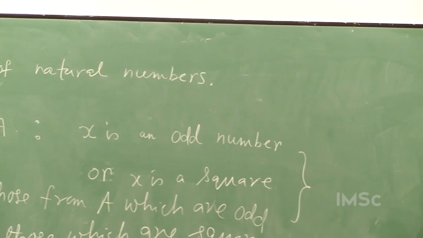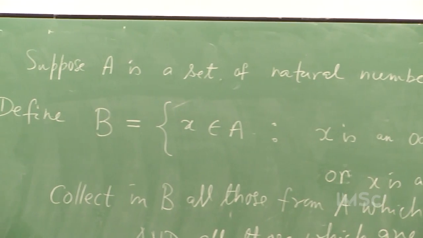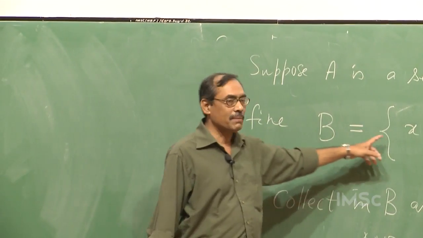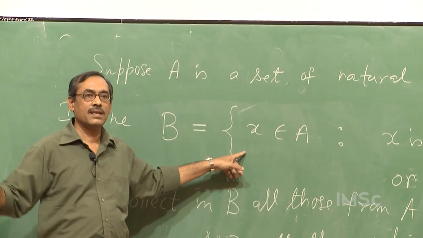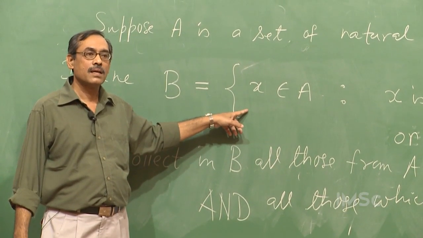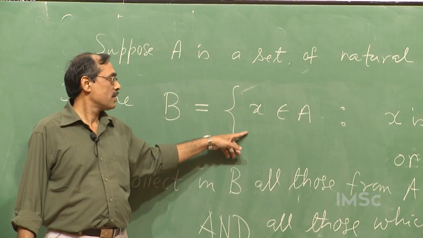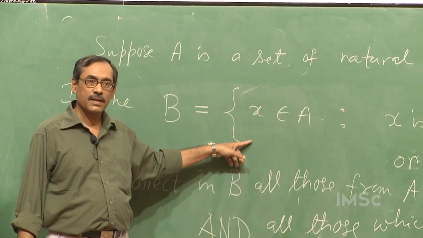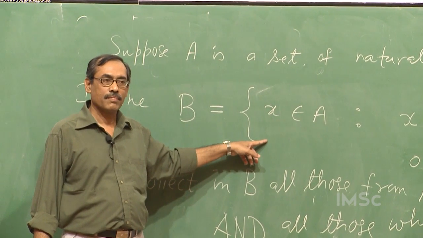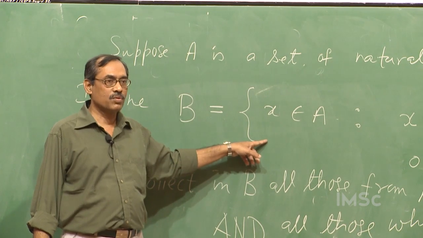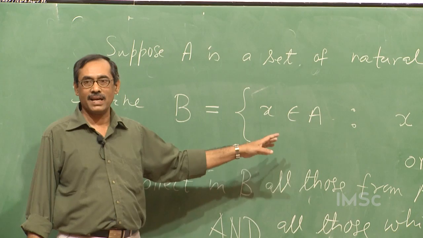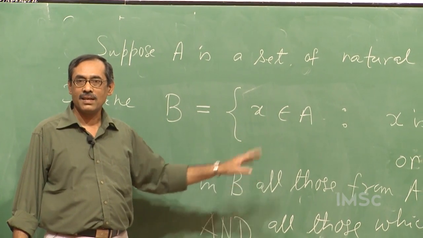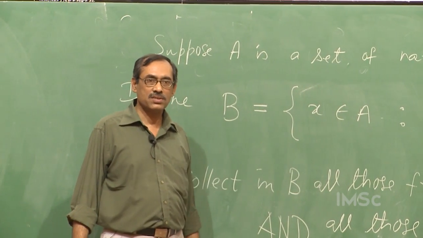Huh? Okay, let us see. Now, what about this B? Is 1 there? I have 1 to 100. Is 1 there? Yes. Is 2 there? 2 is not odd. 2 is not a square, so it can't be there. Neither of the conditions is satisfied. Right? So 2 is not there. Is 3 there?